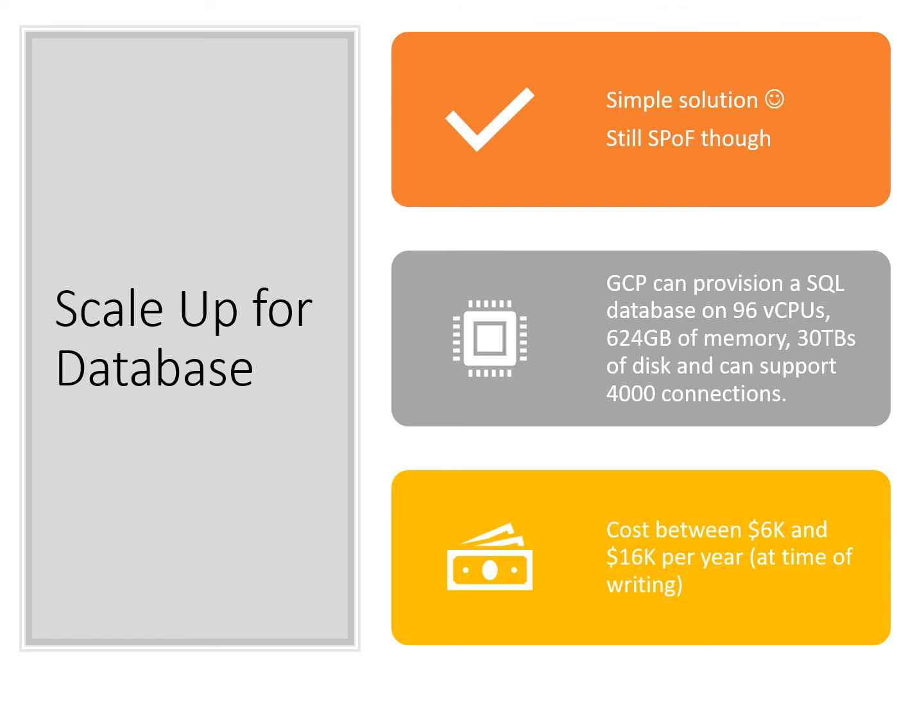For example, right now, if you go to Google Cloud Platform, you can provision a SQL database on a 96 CPU node instance, which has 624 gigabytes of memory, 30 terabytes of disk, and can support 4,000 connections from services. And this will cost you somewhere between $6,000 and $16,000 a year, depending on the deal that you take. This really isn't a lot of money for scaling up your service.